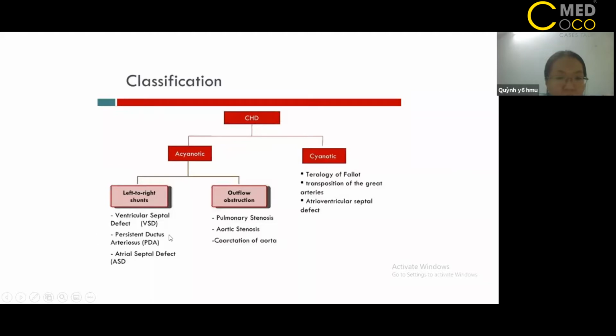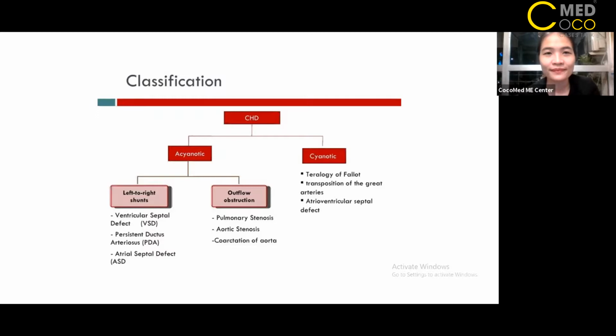I just refer in this slide to defects in congenital heart disease. But it's not all. We have many types of congenital heart disease, but here I just refer to some of the most common defects.